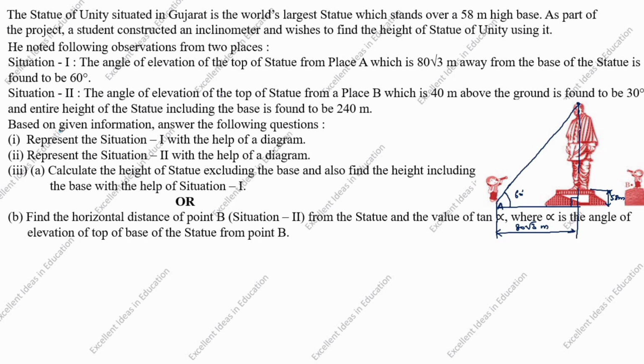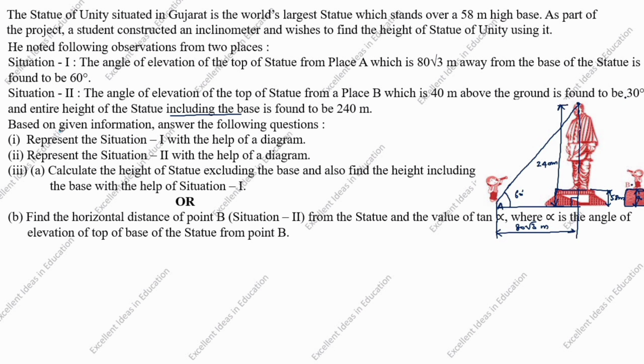Next, situation 2. The angle of elevation of the top of a statue from a place B. This is place B, which is 40 meter above the ground. So this box, this is given as 40 meter. It is found to be 30 degree, and the entire height of the statue including the base is found to be 240 meter. So the entire height, from the ground, is given as 240 meter. You see here, including the base. So this is the base. Including means this is also included. From top to ground is 240 meter.